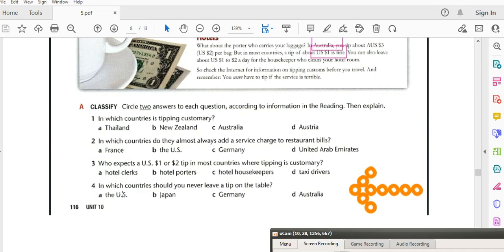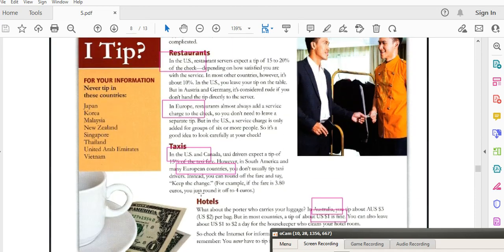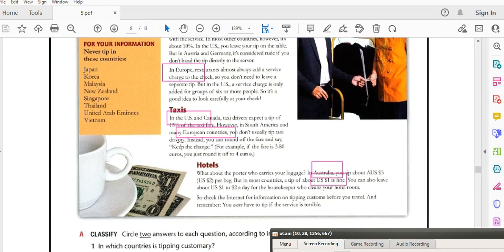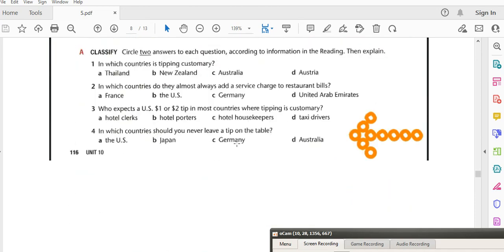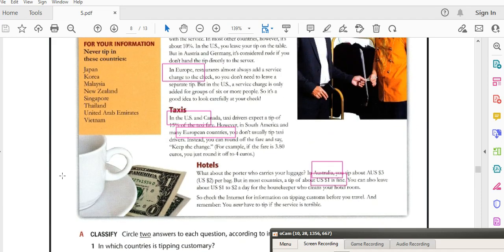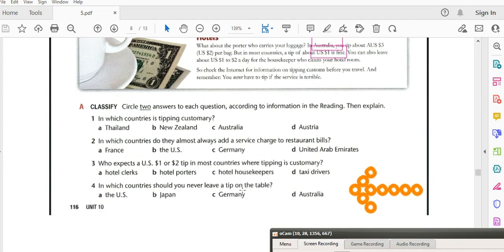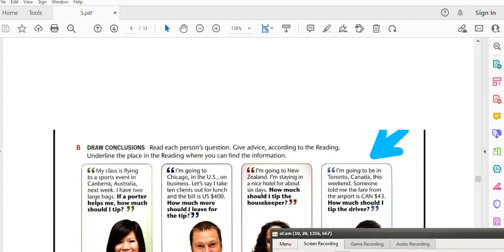Let me see what we have. In these countries, should you never leave a tip? Look at this part. Based on this part, in the US, Japan, Germany, and Australia. In Japan, you shouldn't leave a tip. So the answer is Japan.